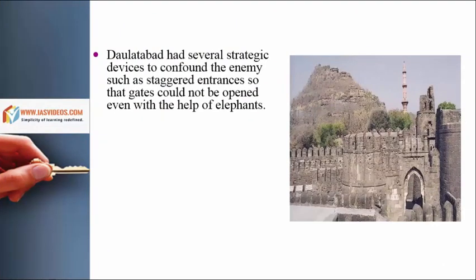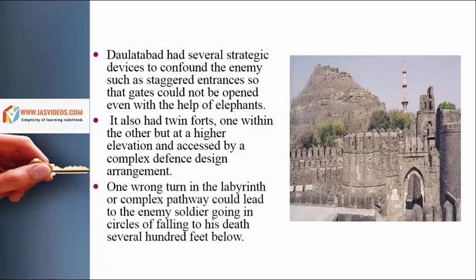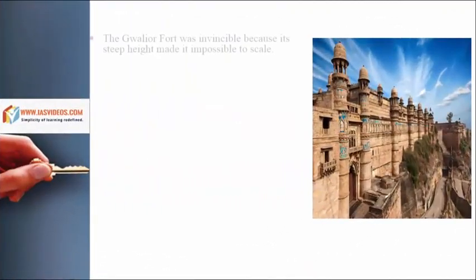Daulatabad had several strategic devices to confound the enemy, such as staggered entrances so that gates could not be opened even with the help of elephants. It also had twin forts, one within the other, but at a higher elevation and accessed by a complex defense design arrangement. One wrong turn in the labyrinth or complex pathway could lead to the enemy soldier going in circles or falling to his death.